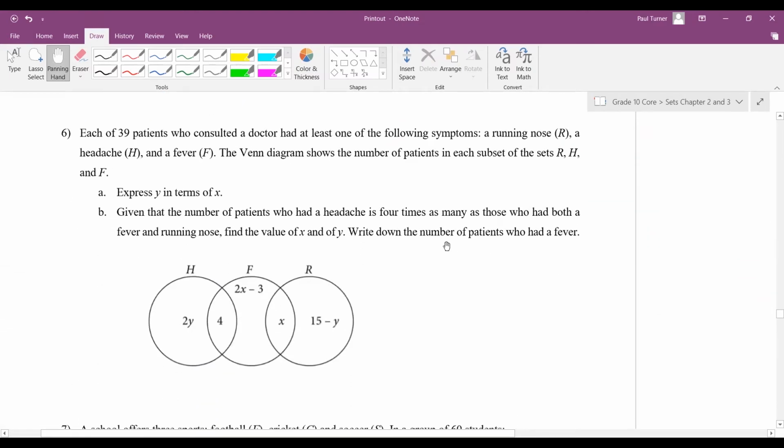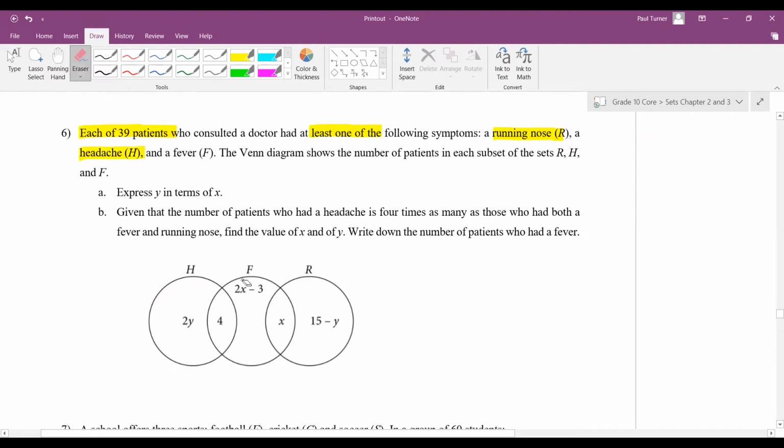This one looks hard, but it's not. There's no square because there's nothing outside the circle. Okay. So take a look. You've got 39 patients and they are in these 3 circles. Okay. They had at least one of the following symptoms. So a running nose is R, this circle here. A headache, H, which is here, all of those in there. And fever is the middle circle, including the 4 and the X.